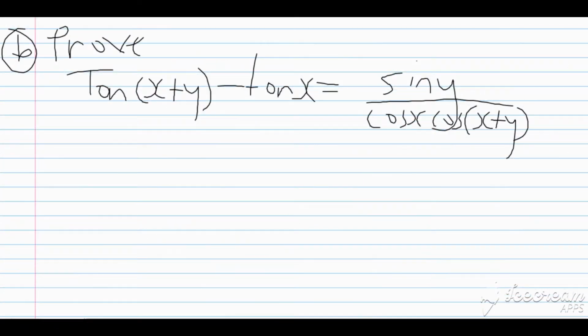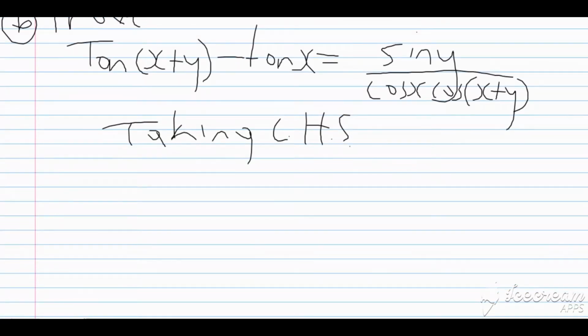This is question B, and my task here is to prove that the tangent of x plus y minus the tangent of x is equal to the sine of y over the cosine of x multiplied by the cosine of x plus y. Now, in this particular scenario, it looks like a good case for me to take the left-hand side. So I'm going to have a statement that says taking the left-hand side. Let me rewrite the left-hand side here. This is the tangent of x plus y minus the tangent of x.